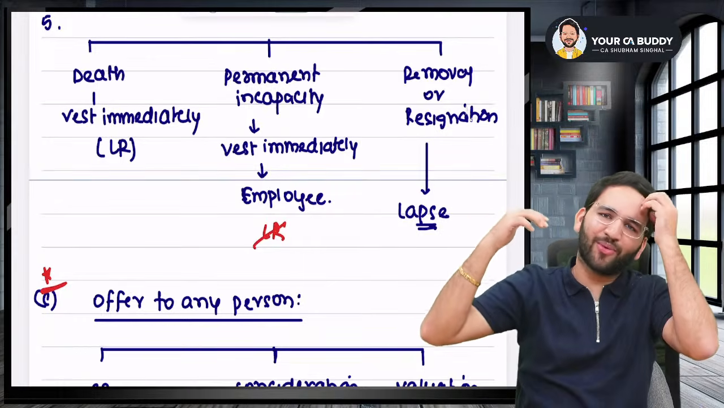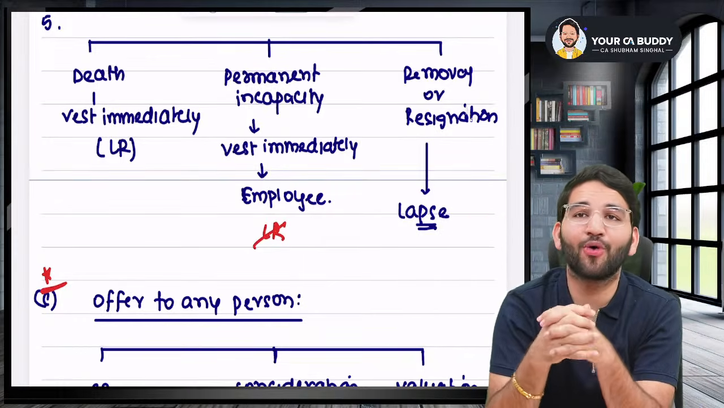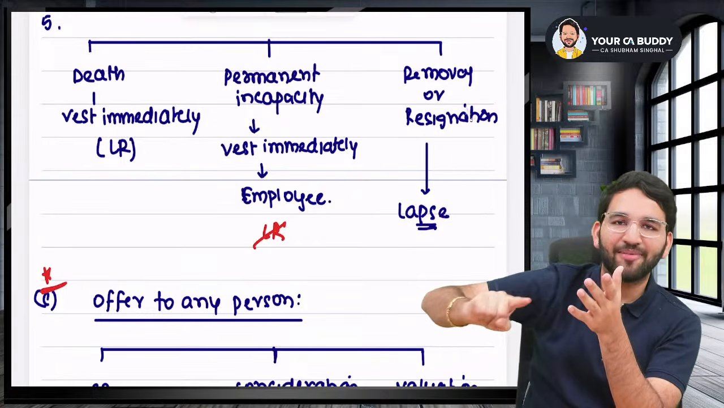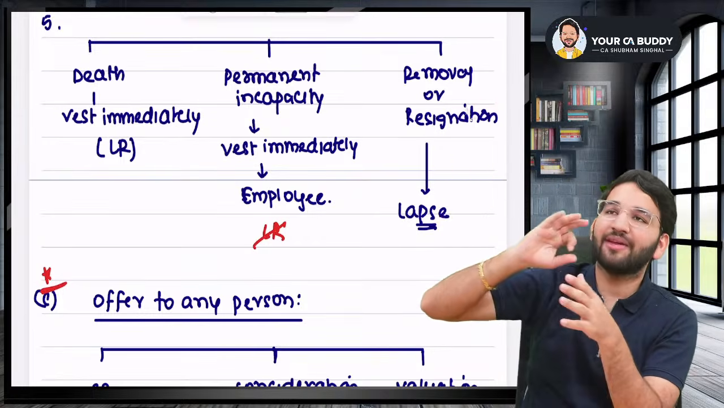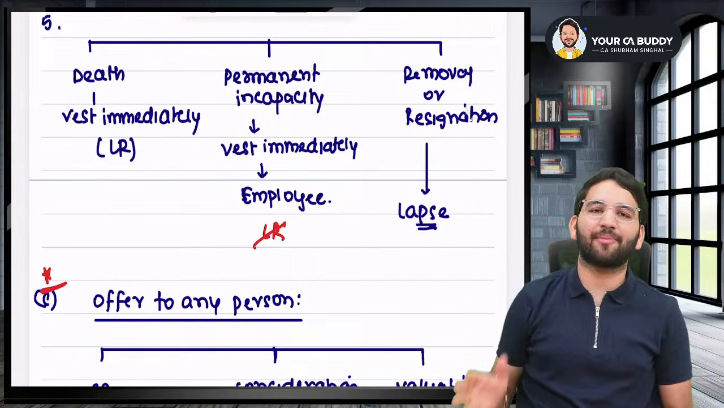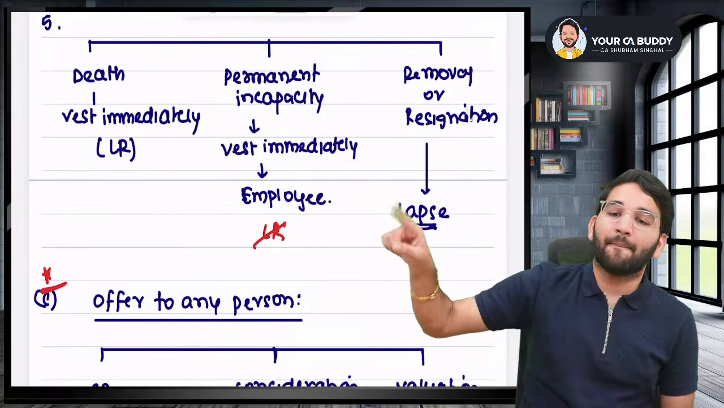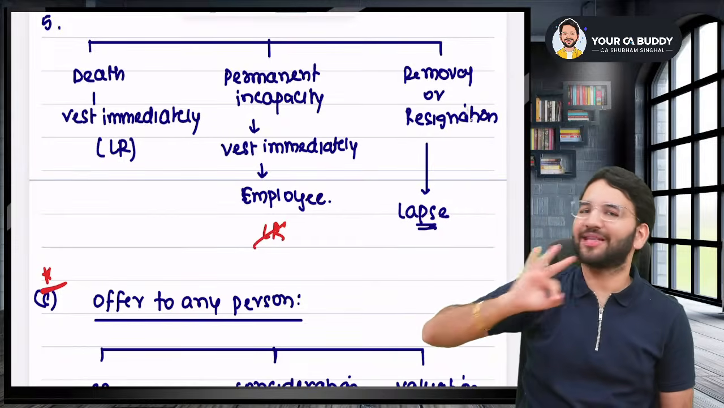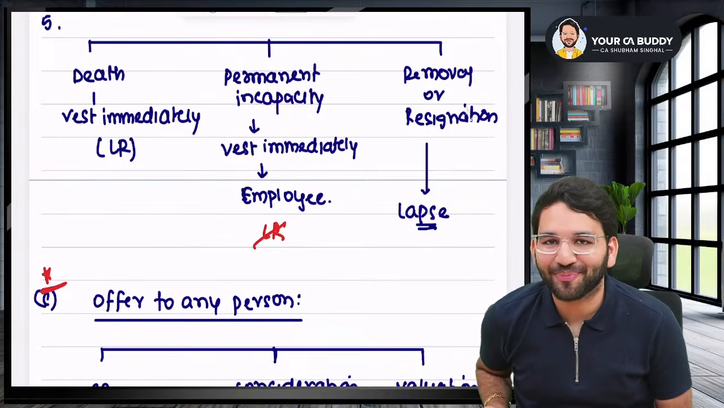Sir, are you listening to me? I'm talking about your ESOPs. In ESOPs, if the employee dies, it will vest immediately in the hands of the legal representative. If there is a permanent incapacity, it will vest immediately in the hands of the employee. But if there is a removal or resignation, the option will lapse. There is nothing that you can do about that option.